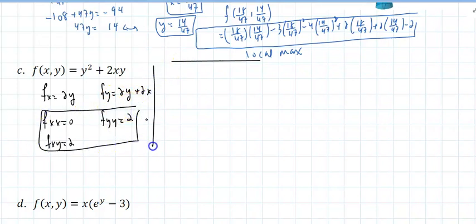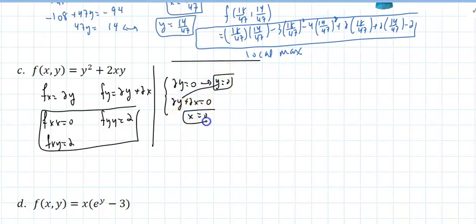Now, the system of equations. I want 2y to equal 0, and I want 2y plus 2x to equal 0. But here, if y equals 0, that's fixed. Put that there. I'll get x equals 0. The critical point is 0, 0. So I'm going to evaluate this at 0, 0, and up till now, that hasn't happened.